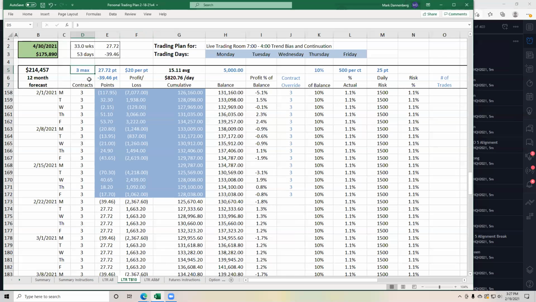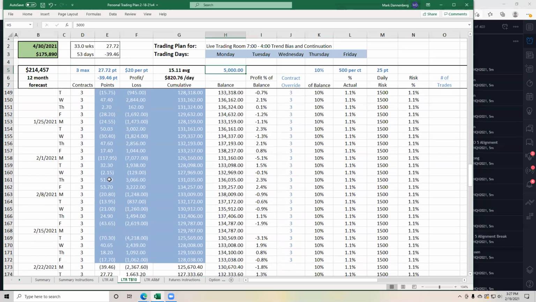Here, we're keeping our max contracts at 3 contracts, and the projected income for a 52-week plan is $214,457. That number will continue to change from day to day slightly in small increments, but it won't change significantly when we're this far into the plan, 33 weeks into the plan. Again, this account started 33 weeks ago with $5,000. So you can see the progression of the account growth.